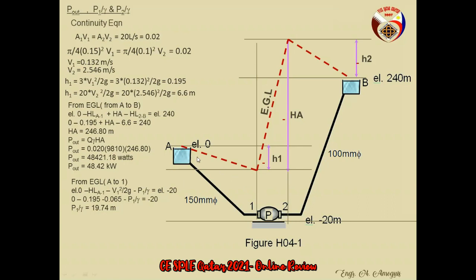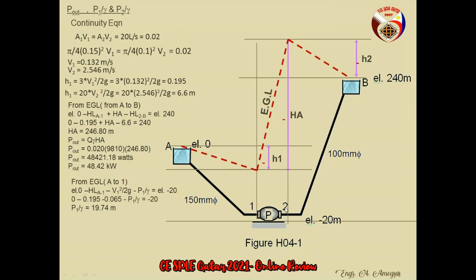to A1, A to 2, pwede 2 to B, or pwede 1 to 2. No? Pwede 1 to 2. Pwede yun kasi meron ka ng P1 over gamma. You can apply energy equation 1 to 2. Pwede yun. Alright? So, pwede. O pwede rin from 2 to B.